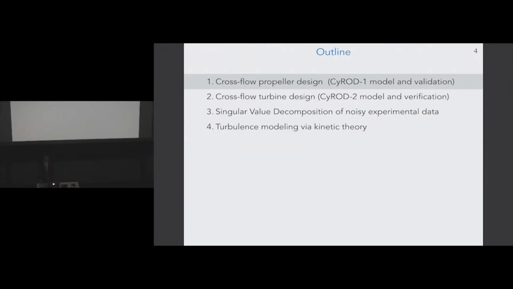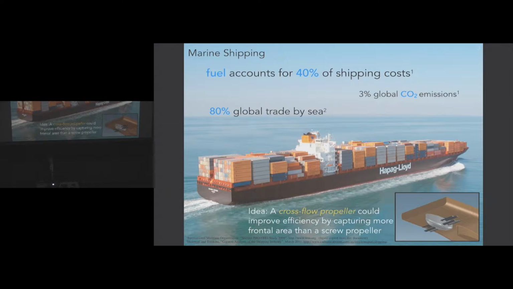All right, so I'm going to tell you 4 stories today. The first 2 are really in the development of this Thayer code for propeller and turbine design. And then the other 2 stories involve fundamental things related to low-order modeling. So I'll be talking about the singular value decomposition, which is a way to reduce the complexity of a model. And then I'll talk about turbulence modeling. So let's just get started with the first story.